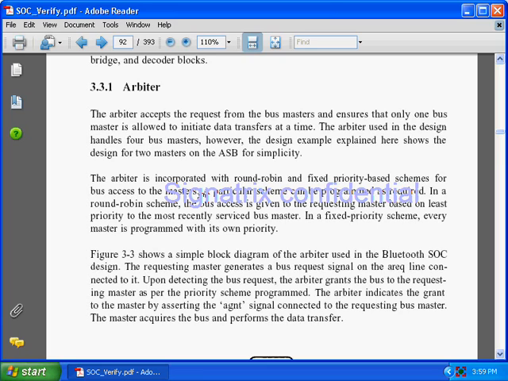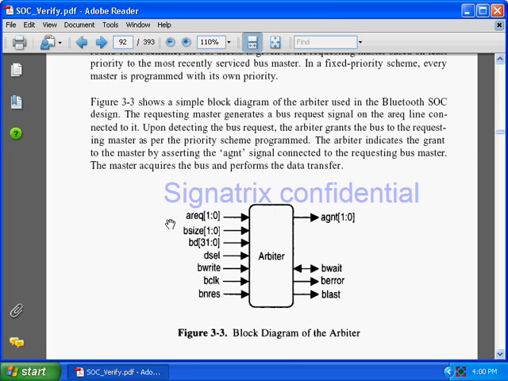Round robin algorithm is used, suppose, in cases where two masters are there. Once you have given the grant to one master, next time you should not give the grant to the same master. Next time you have to give the grant to the next master. So the grant is equally distributed to all the masters in case of round robin. But it depends on the application which arbiter algorithm we have to use. Okay, they have shown one arbiter block diagram, right?